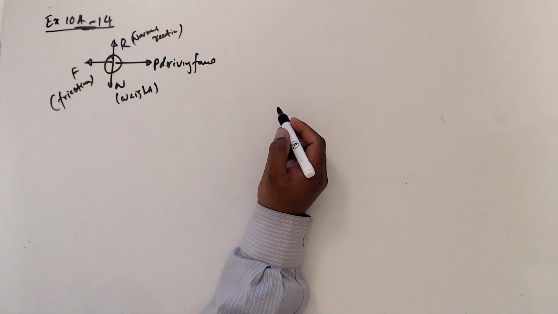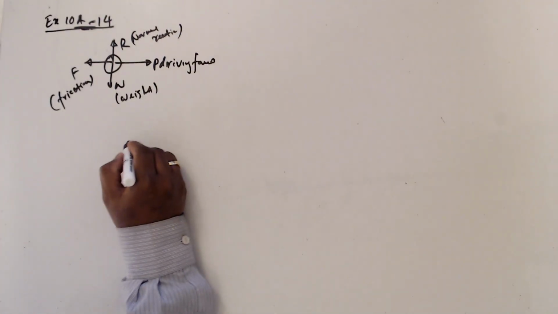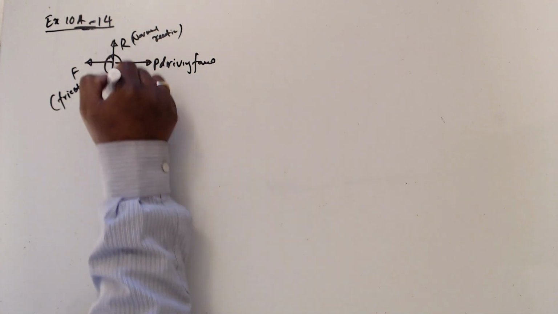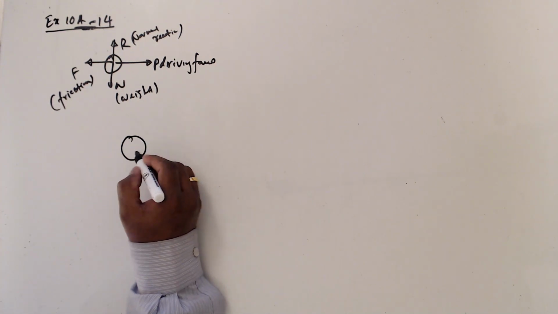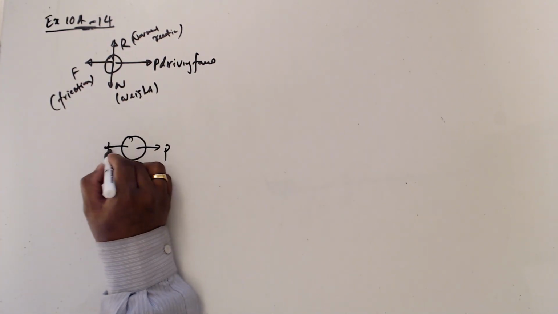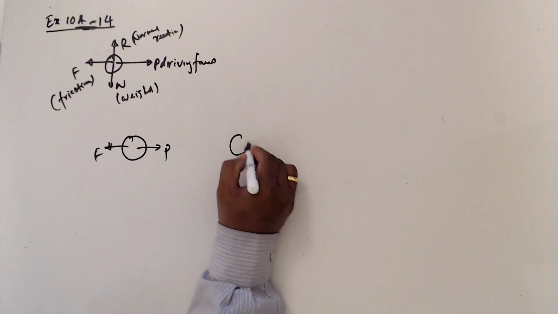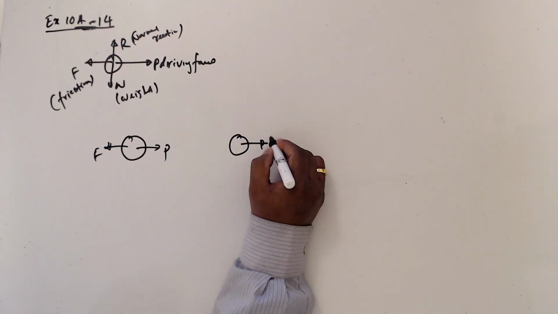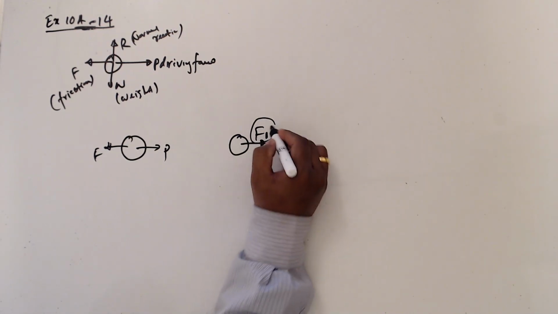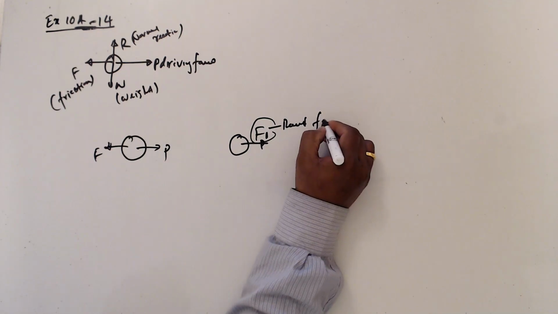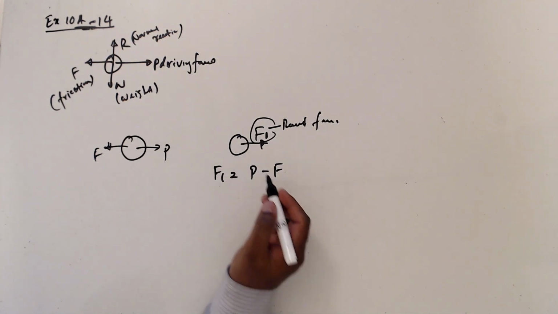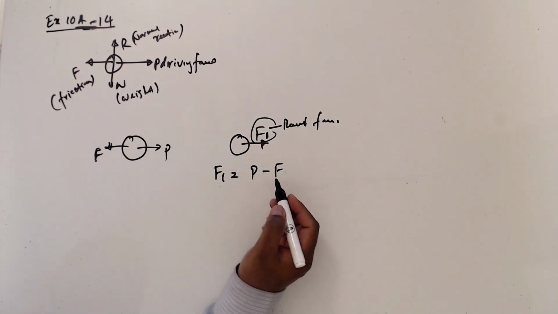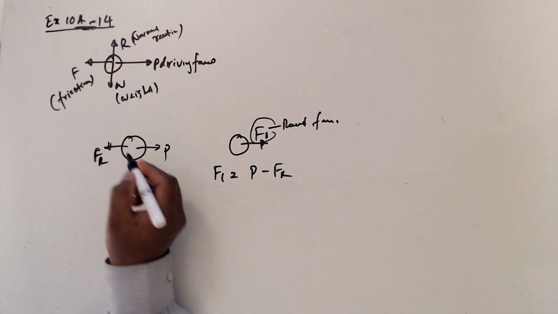Now part B. Given that the resultant force acting on the car is 4200. So this is the car. I draw it again. We don't consider vertical movement because it is on the road, no lift or sink. Then we have only two forces, P and F. Moving forward, this is F1, the resultant force. So F1 equals P minus FR, where FR is the resistance.